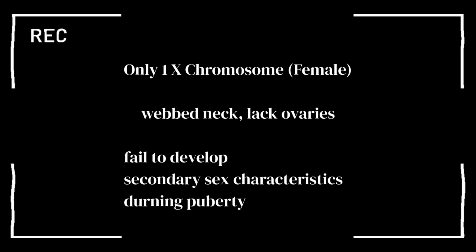Now what does this cause? People with Turner syndrome often experience failure to develop secondary sex characteristics during puberty, infertility, a webbed neck, underdeveloped ovaries. So biologically, the reproductive system does not fully develop.